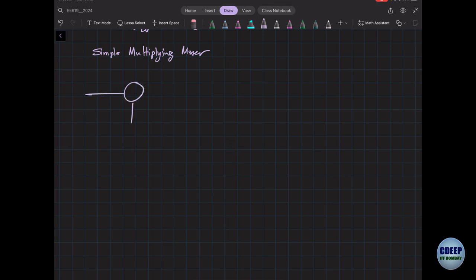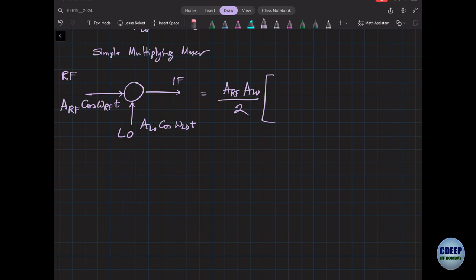So let's say if we use a simple multiplying mixer. Here we have RF coming in, and here I have intermediate frequency going out, and this is my LO. Let's say the signal RF is ARF cos of omega RF T, and this would be ALO cos of omega LO T, and what do we expect here? This would be equal to ARF ALO divided by 2. And you know the math, right? Multiplication of two cosines will give you plus and minus. And half is going in there to the trigonometric: cos of omega RF minus omega LO T plus cos of omega RF plus omega LO T.